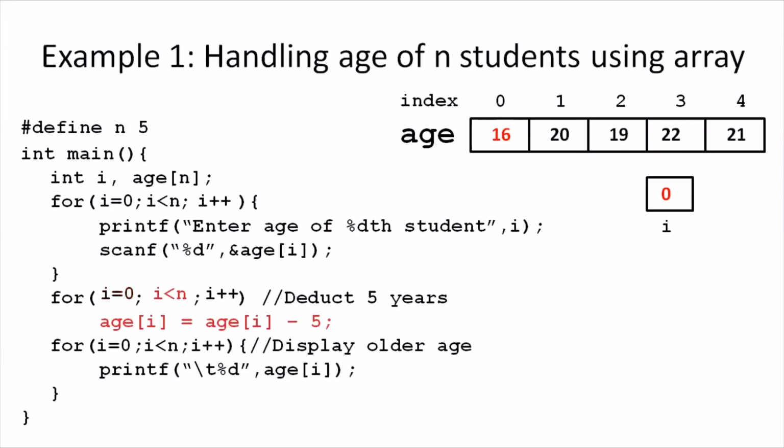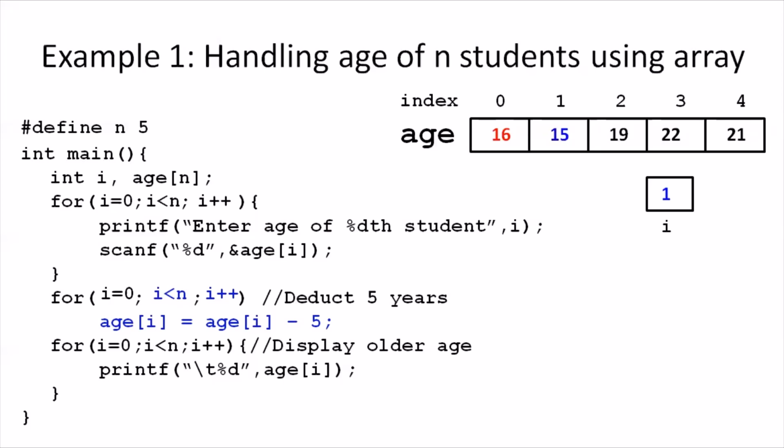Another important thing that we need to focus on here is that the for loop has got no braces, which indicates that it will consider only one line of code following the loop statement to be present within the loop. That is, the statement age[I] = age[I] - 5 is the only statement within the for loop. So after setting the value of age[0] as 16, the value of I gets incremented to 1, and since 1 is less than 5, age[1] = age[1] - 5 gets executed.